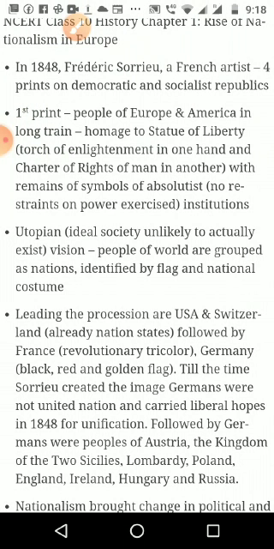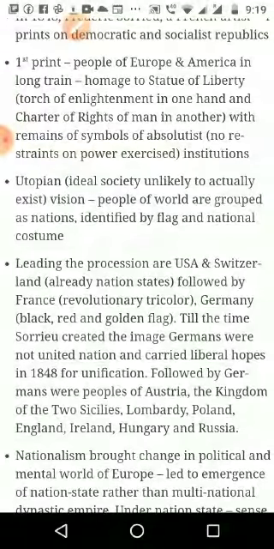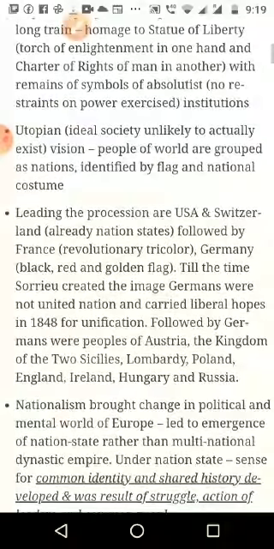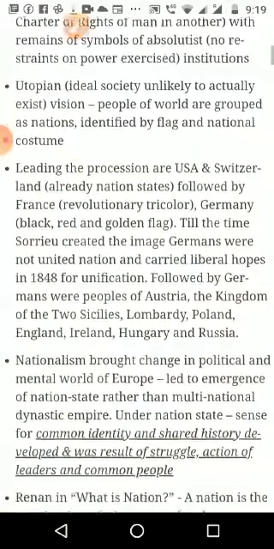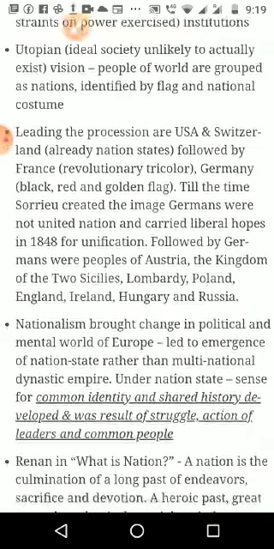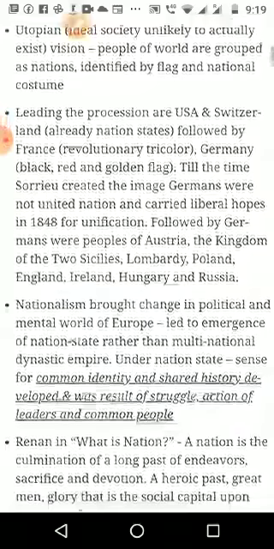In 1848, Frédéric Sorrieu, a French artist, produced a series of four prints on the Democratic and Socialist Republic. In the first print, people of Europe and America march in a long train, paying homage to the Statue of Liberty, which holds the torch of enlightenment in one hand and the Charter of the Rights of Man in the other, with the remains of a symbolic absolutist institution, which exercised no restraints on power. It is a utopian vision, an ideal society unlikely to actually exist. The people of the world are grouped as nations, identified by flag and national costume.